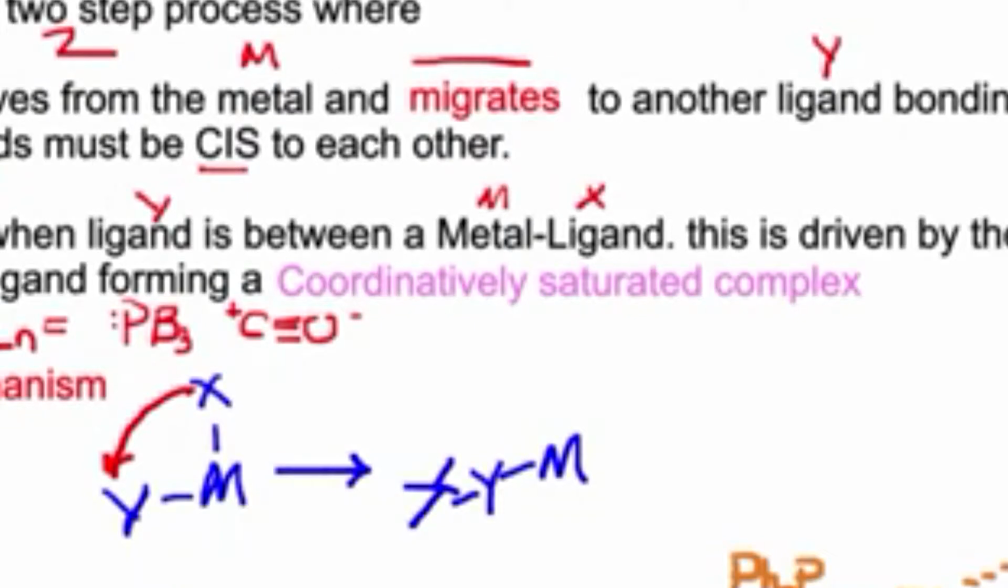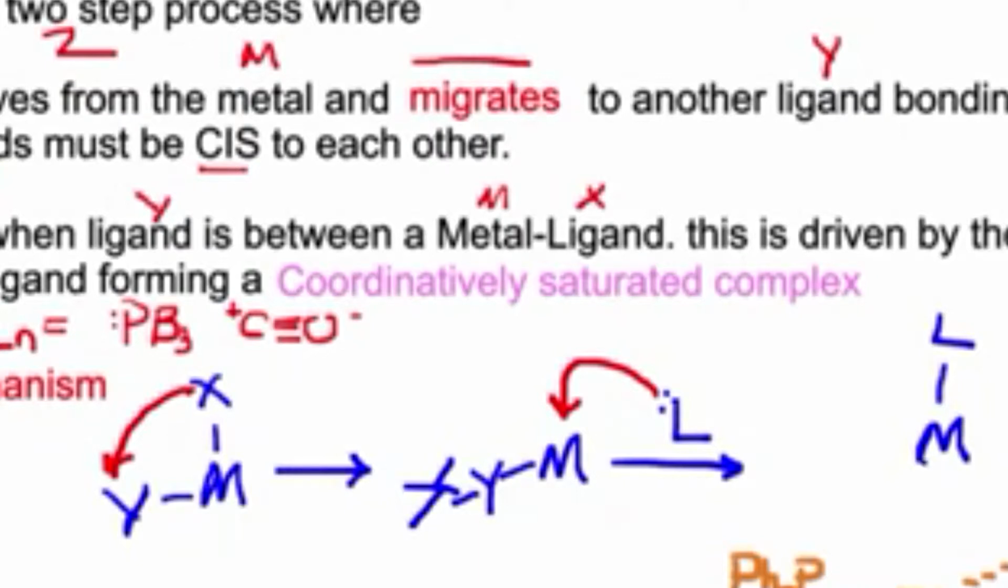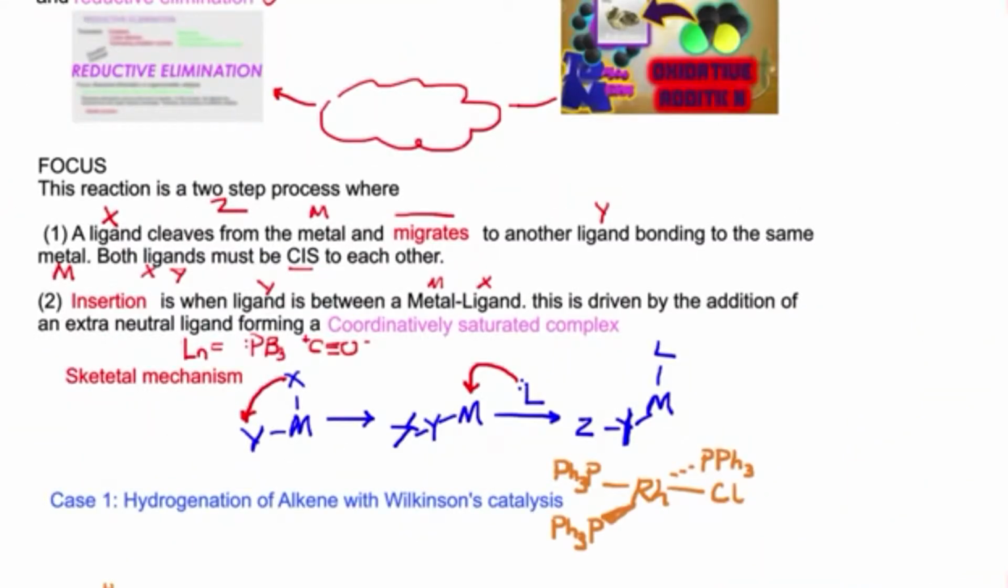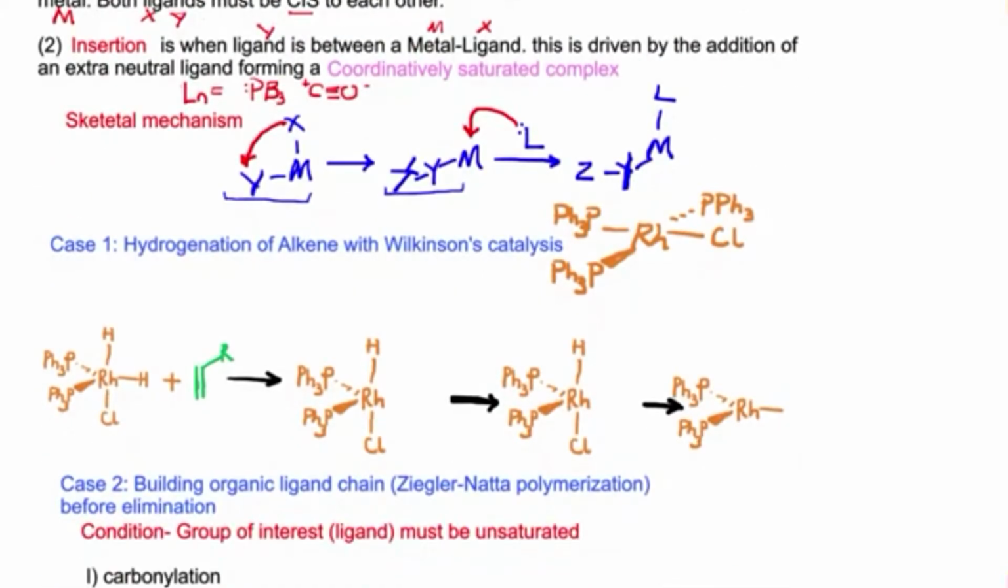So what happens next? Our complex is coordinatively unsaturated. In order to saturate this complex, we introduce a ligand which has a lone pair, and that lone pair is donated to the metal. As a result, we have our product formed out of this migratory insertion. So we can see the insertion happening right there, and we can see the migratory step right there. So let's look at a couple of case scenarios.